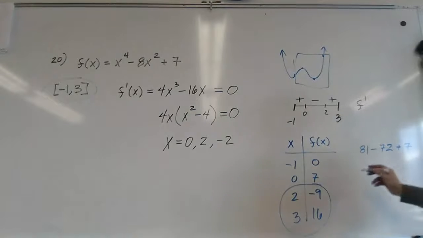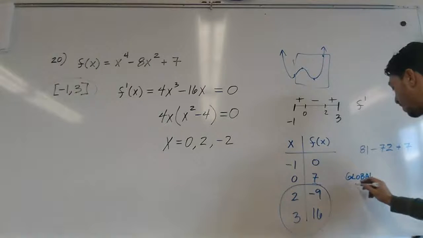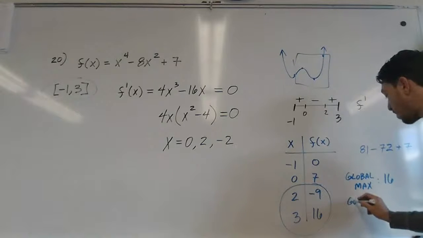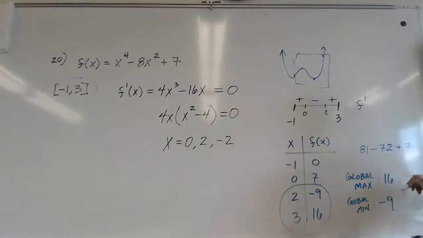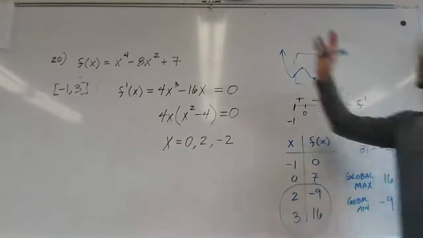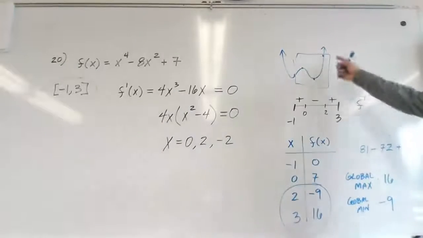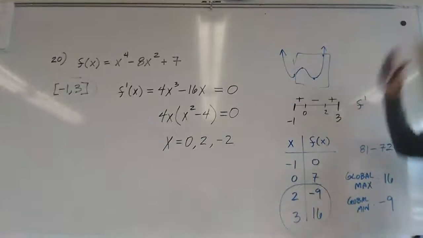So the global max is 16, and the global min was -9. Notice their y values. That's something to make a note of. These are y values. Now, of course, those are the global max and global min on this interval. Make that as clear as possible. That's only on the interval because obviously there's no global max generally because this thing goes to infinity. There's no limit to how big it can get.